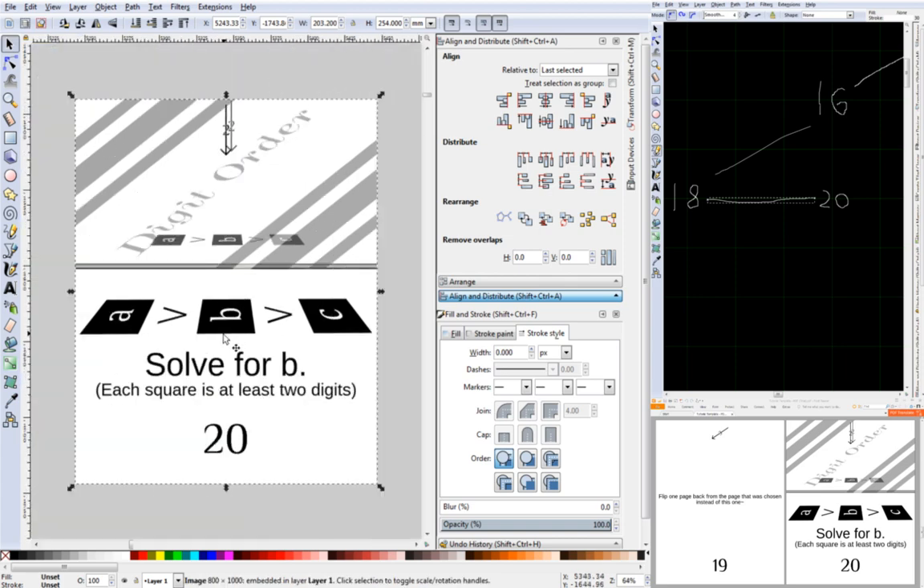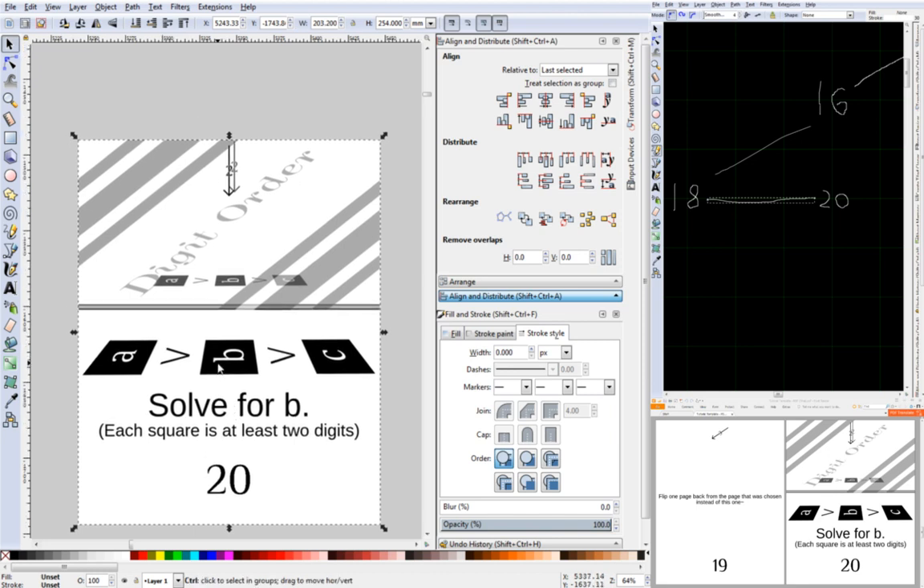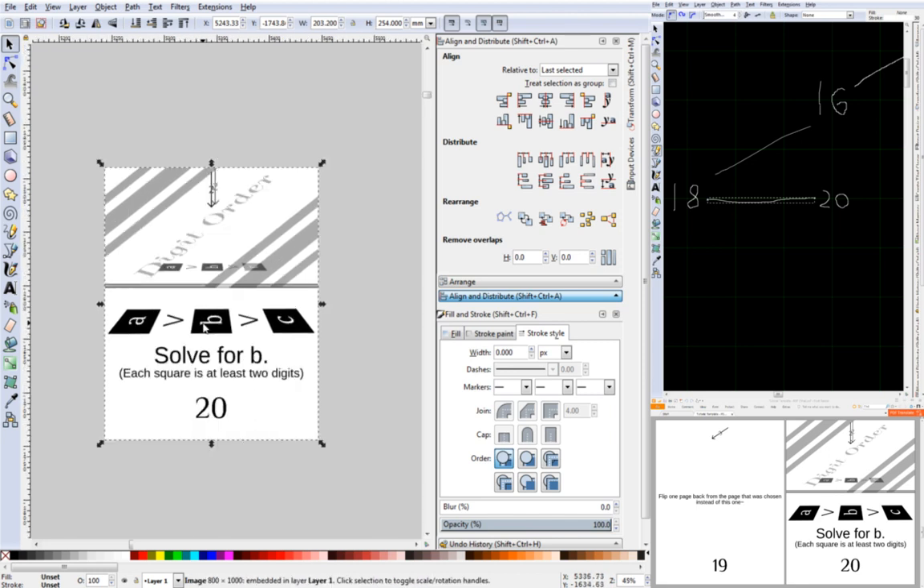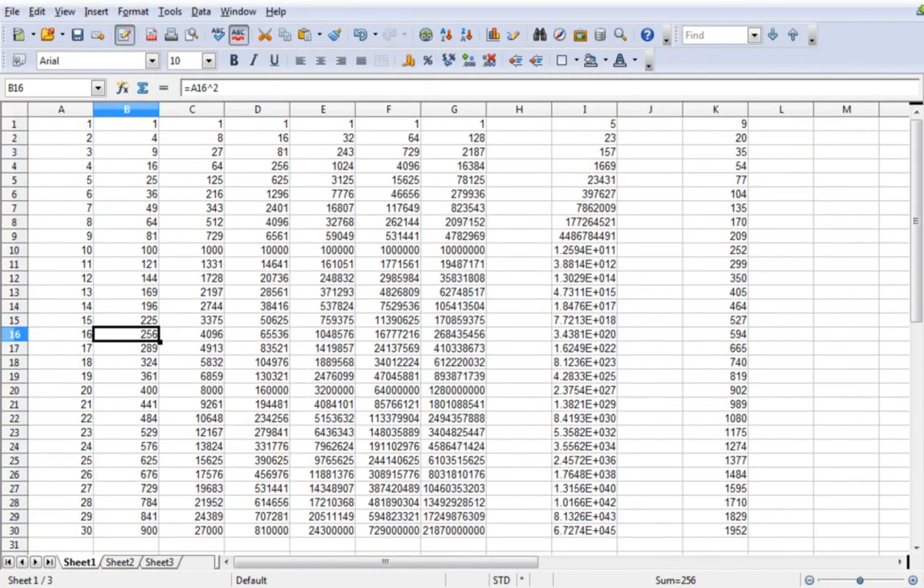Okay, so e squared is at least 2 digits. And again, we're going to save ourselves a tremendous amount of time. And check this. So we can see that none of these two digit values have the same digits. So we have to go to 3-digit values.